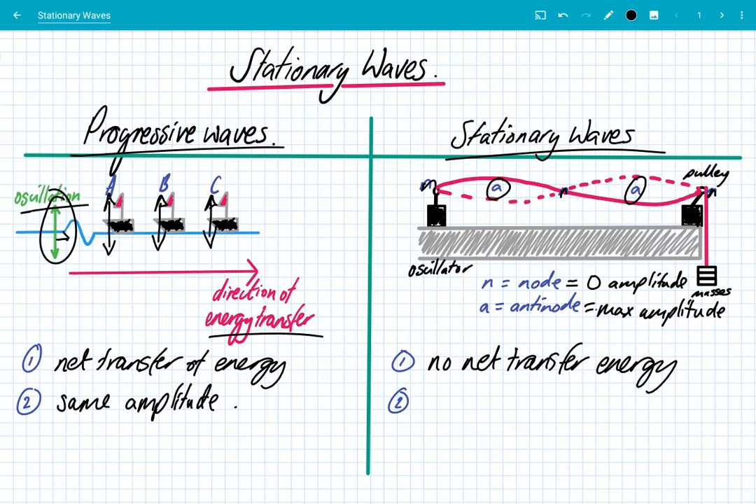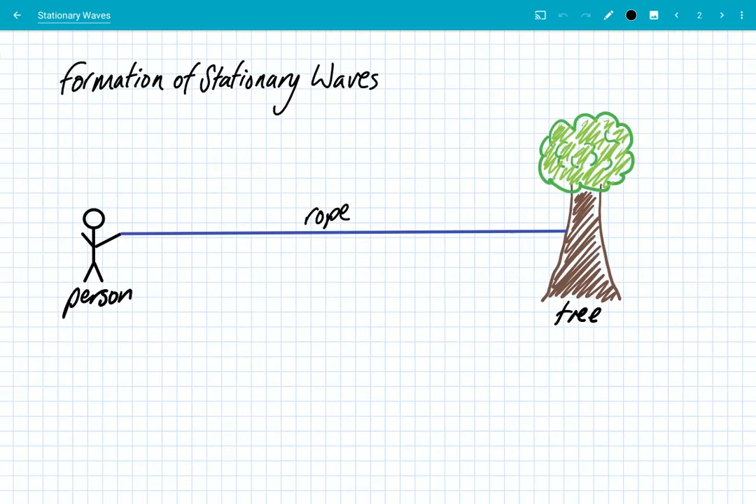So the second feature of stationary waves is that they have nodes and antinodes. And we'll look at more about how they form and what we mean by nodes and antinodes. So there's our differences. Stationary waves, no net transfer of energy, and they have nodes and antinodes. Let's have a look at how they form.